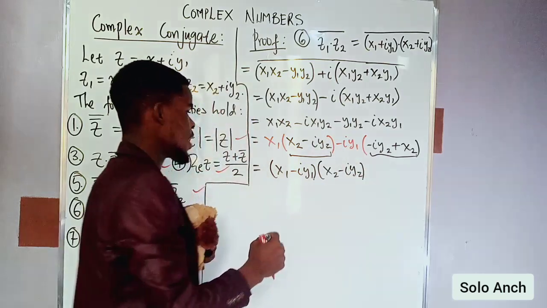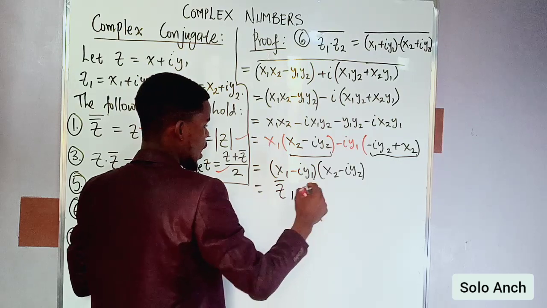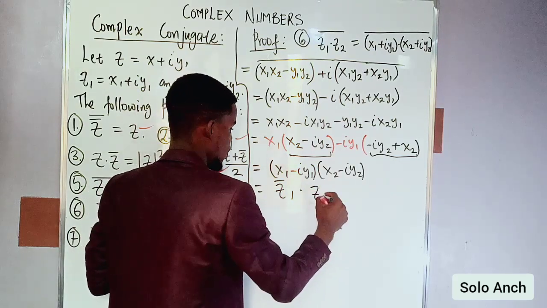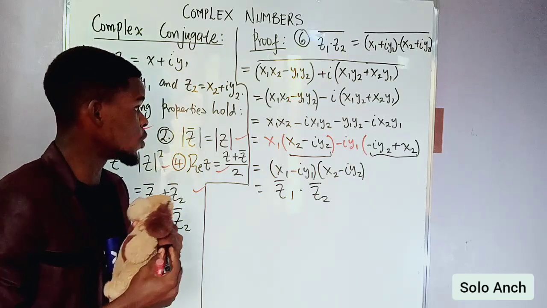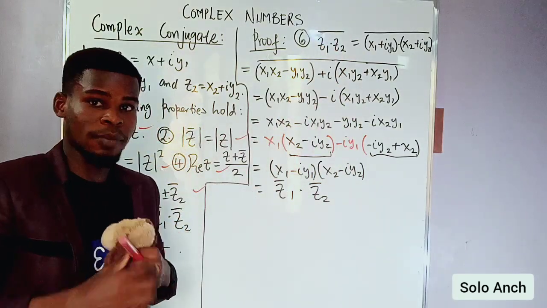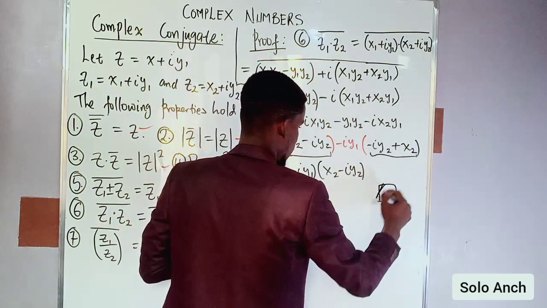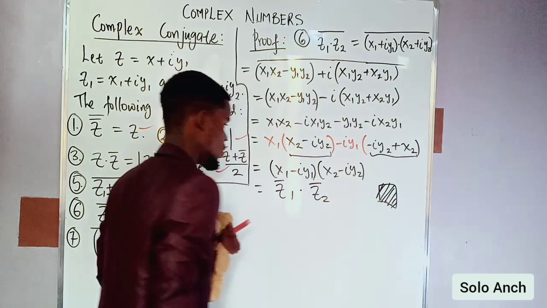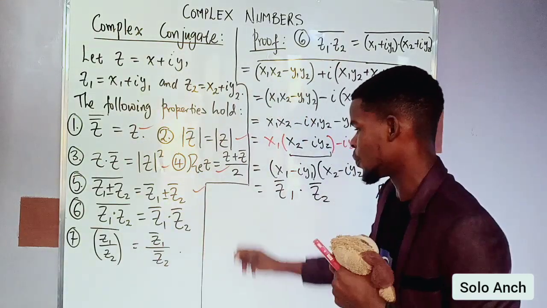Great. But you notice that this right here is the conjugate of the complex number z1, and this right here is the conjugate of the complex number z2. And what we've done there is that we've shown that the conjugate of the product of those two complex numbers is the product of the conjugates of those two complex numbers, which means that the number 6 property has been shown. That's very nice, isn't it? Okay, so let's check the number 7 property.